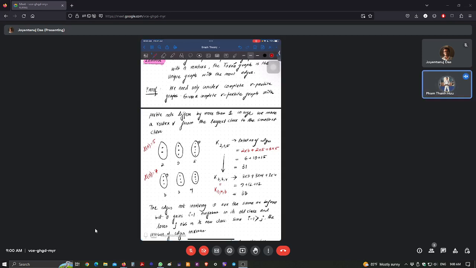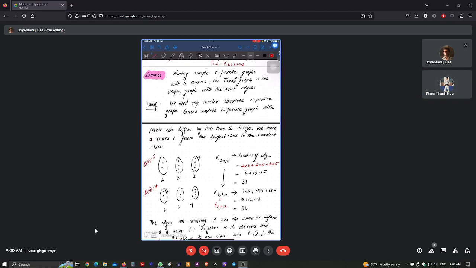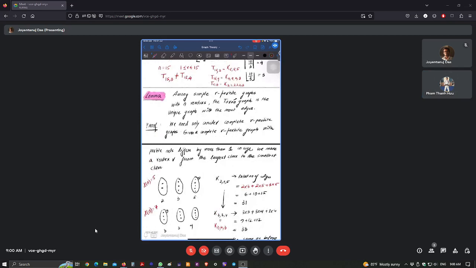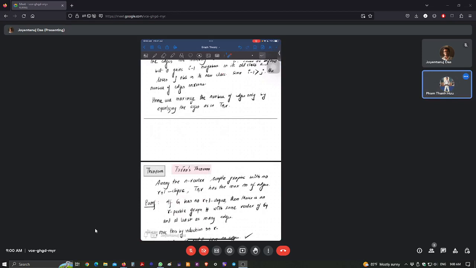Got it. So what we got is that the Turan graph is the unique graph with the maximum number of edges.